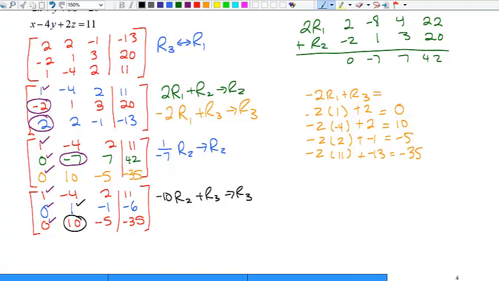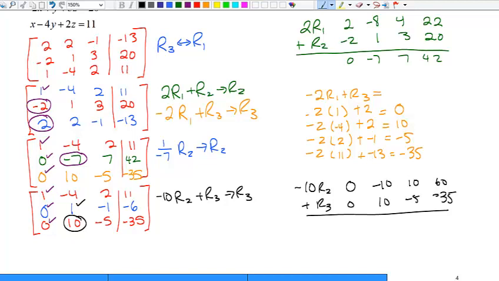And I've given you an example of doing the addition horizontally and vertically, so at this point you need to choose which one you like better. I guess I'll go ahead and do it vertically here. So negative 10 times row 2, so negative 10 times 0 is 0, negative 10 times 1 is negative 10, negative 10 times negative 1 is positive 10, and negative 10 times negative 6 is positive 60. And then you put row 3 right under it, and then you can add down.